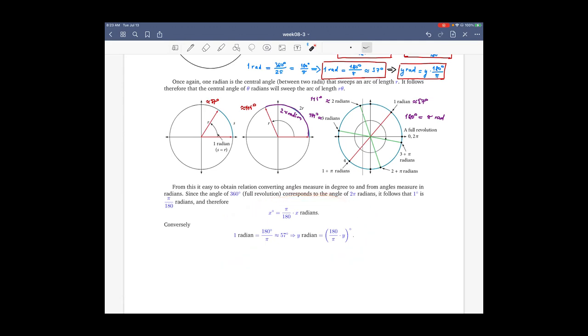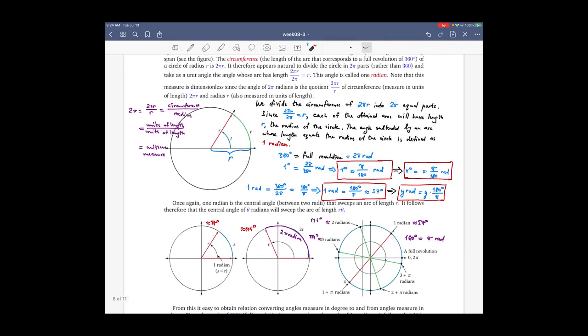You don't have to memorize them, and I urge you not to memorize them, because all you really need to know is that a full revolution is, on the one hand, 360 degrees, and on the other hand, 2 pi radians. From that simple fact, these formulas are easy to derive, all 4 of them. So no need to memorize them.